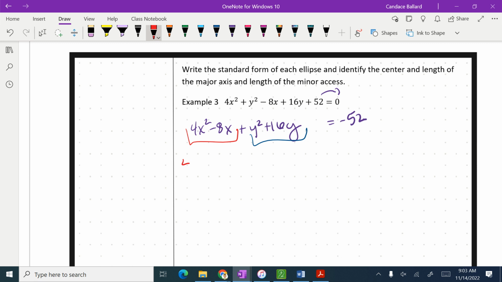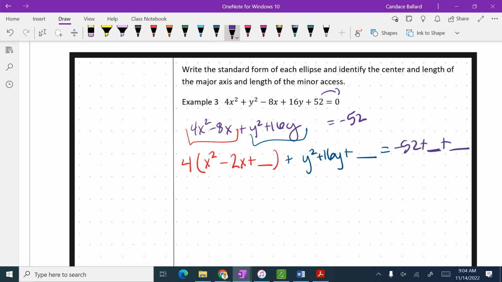Okay. So I'm going to go 4 parentheses x squared. I'm dividing that by 4. I get negative 2x. And then we're going to put in our plus blank. For the y's, do I have a leading coefficient? No. It's just y, so I'm just going to keep it as y squared plus 16y plus blank equals the negative 52 plus blank plus blank.